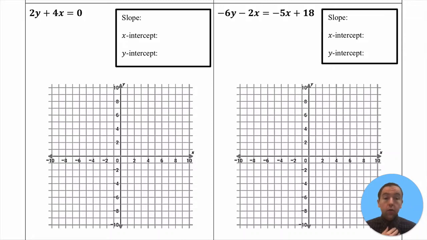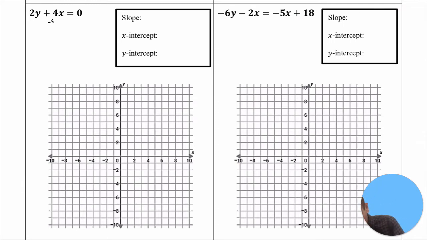So now when we get to graphing linear equations, if the equation is not in the form y equals mx plus b, it's really nice and convenient to get it into the y equals mx plus b form, because then you can easily find the slope and y-intercept and graph it from there. So with this first equation, you can see that y is not isolated, so we just want to solve this equation to get y alone.